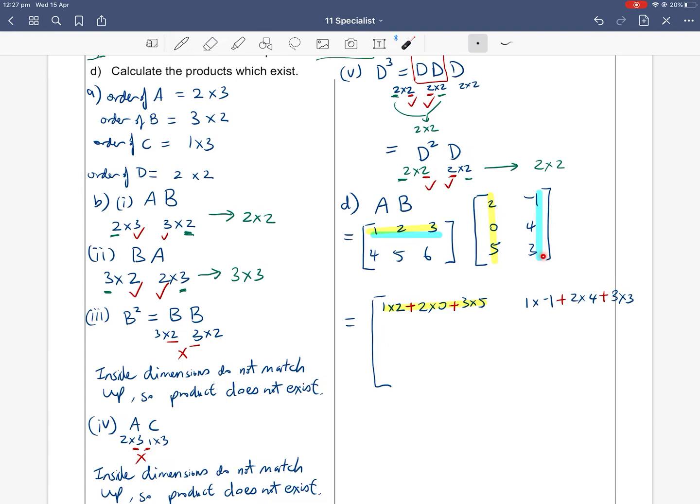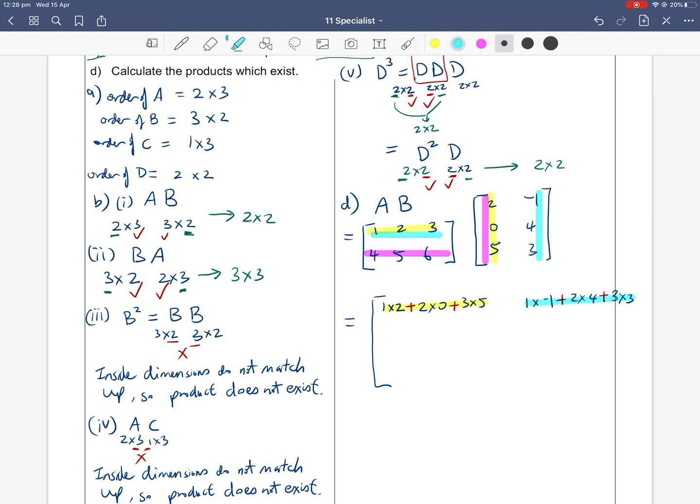Because this is row 1 by column 2, whatever I multiply and add, ending up with, is the row 1, column 2 entry of my final matrix answer. Okay, let's do row 2, column 1.